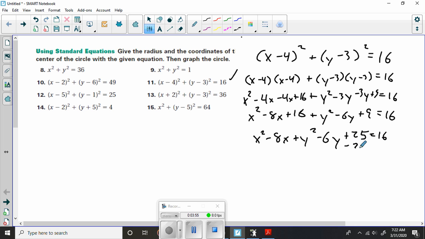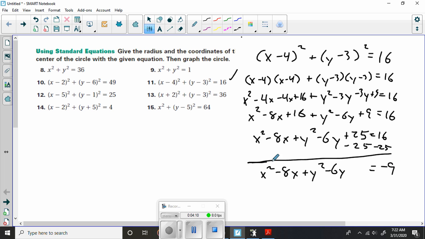And if we wanted to, we could move 25 over to the other side. And what can we say? We can say that x squared minus 8x plus y squared plus 6y is equal to negative 9. Now, why would you want to put it in this form? I don't know. The thing is this. Knowing the standard form, we can very easily look at this and say, hey, this is the equation of a circle. Looking at this over here, it's not quite as crystal clear, okay?